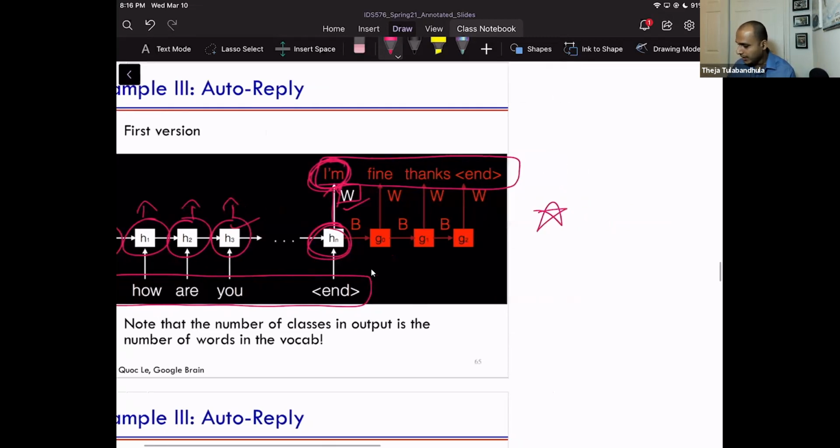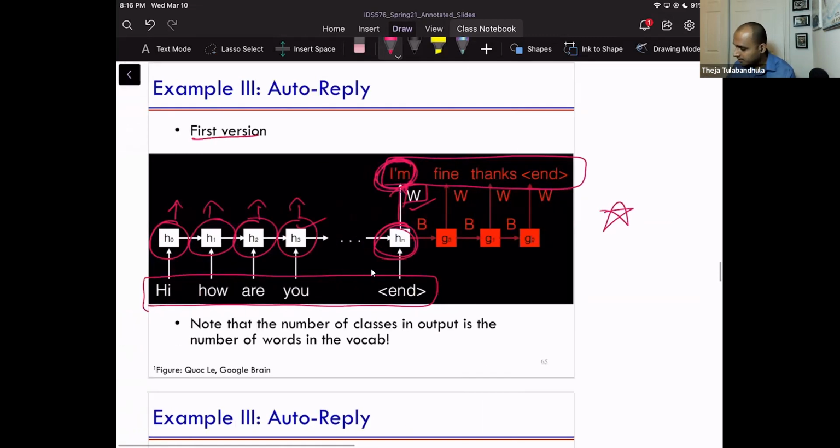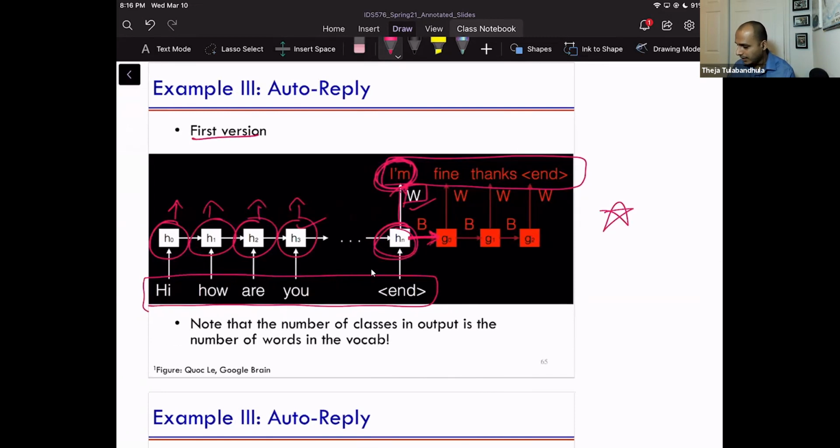In this example, since it's called the first version, I'm going to just produce the first word. I also produce another hidden vector, right? That hidden vector, I'm just directly going to transform to produce a second word. And similarly, I'll get another hidden vector, I'll transform, produce another word. So I'm not really giving any inputs here. Okay, that's why this is called the first version.